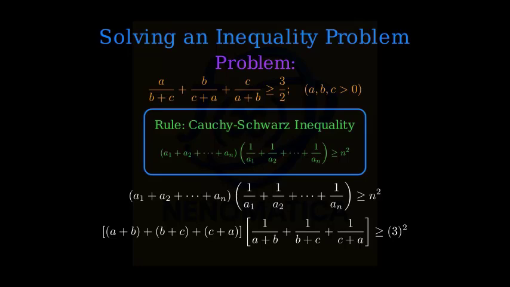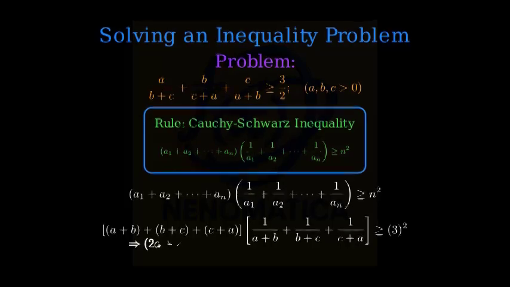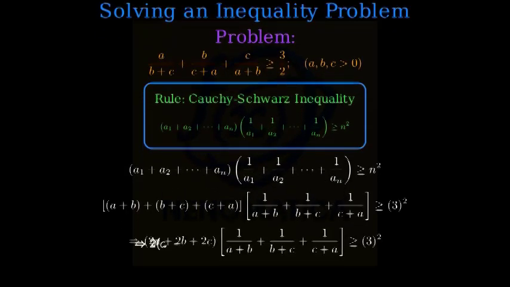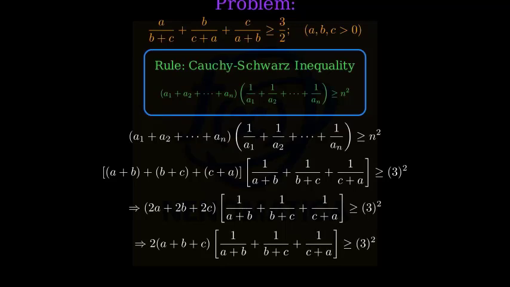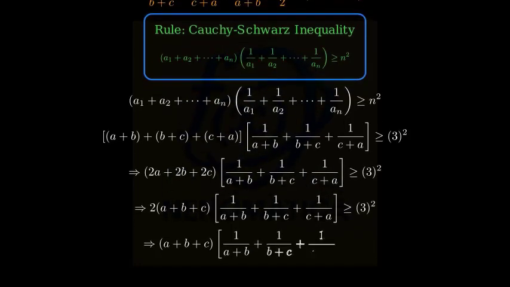Now, let's simplify the left terms in our equation. We add a plus b, b plus c, and c plus a. If we collect like terms, we get 2a plus 2b plus 2c, which simplifies to 2 times a plus b plus c. We can further simplify this expression. Let's divide both sides by 2. On the left, we get a plus b plus c multiplied by the sum of the reciprocal terms. On the right, we get 9 divided by 2.